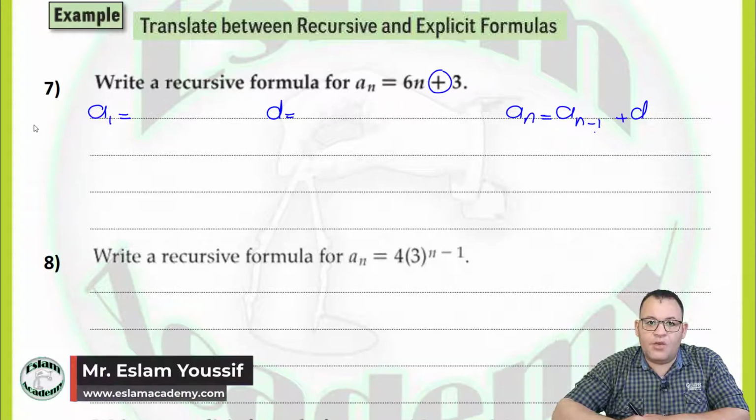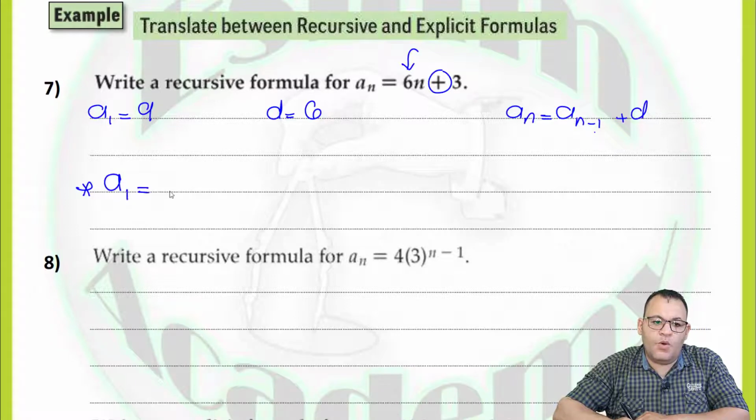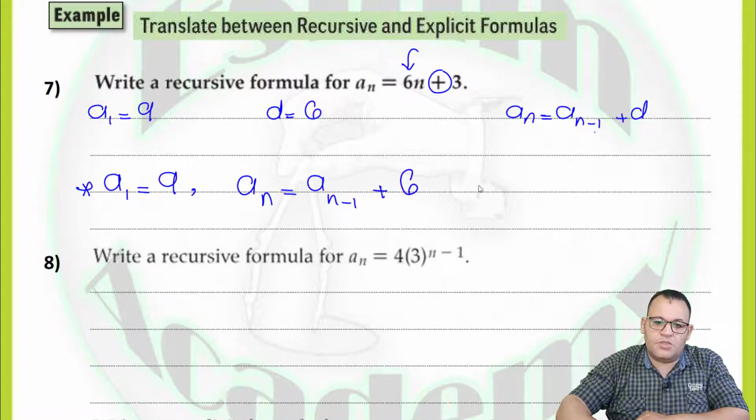Now we need to find a1. To find a1, replace n with 1. So 6 times 1 equals 6, plus 3 equals 9. Now the common difference will be the coefficient of n, which is 6. Now to write the recursive formula, we start with a1. a1 is equal to 9. Then write the formula: an is equal to a(n-1) plus d, where d is equal to 6.